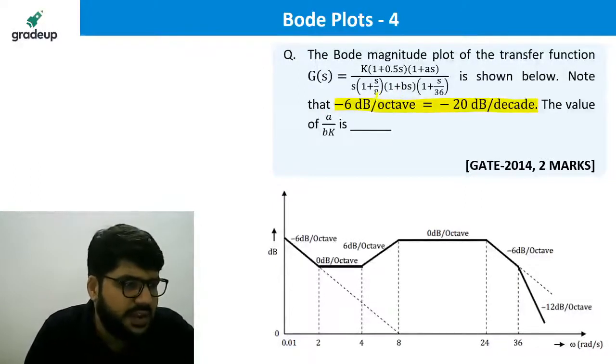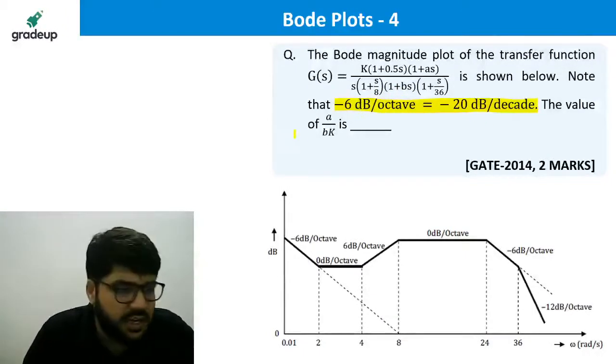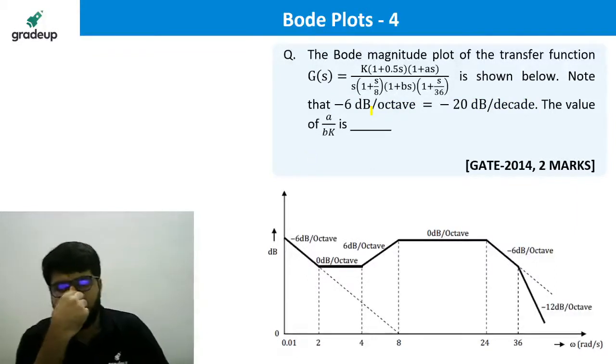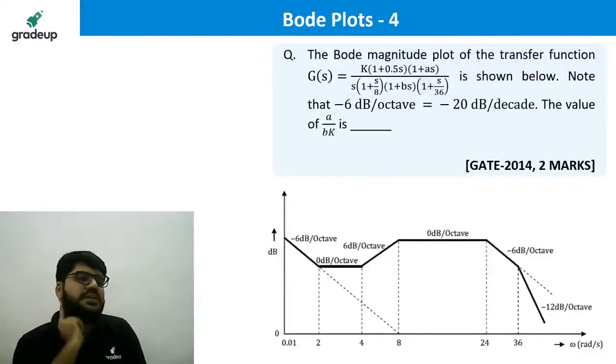It may not be given, and if it is not given, you must remember the conversion between decade and octave slopes. What is the value of A by BK? Write it out and give me an answer quickly.